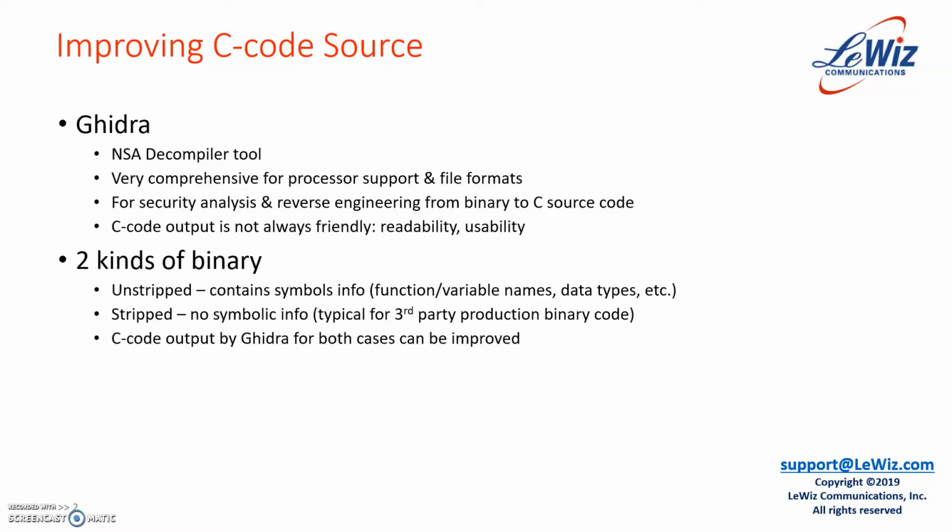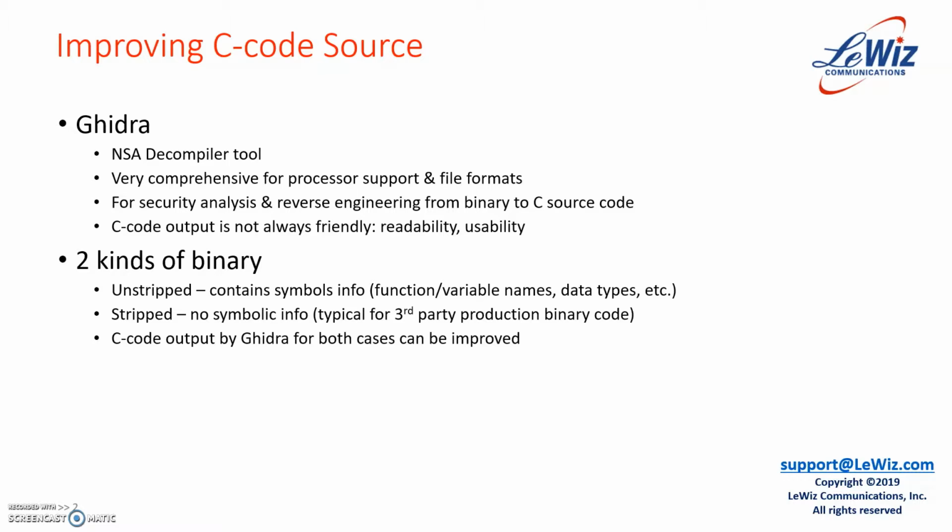There are two kinds of binary code that people typically supply. One is unstripped binary. Unstripped binary contains symbol information such as function or variable names, data types, and so on. The stripped binary, however, does not contain symbolic information, and typically third-party production binary code are stripped binary.